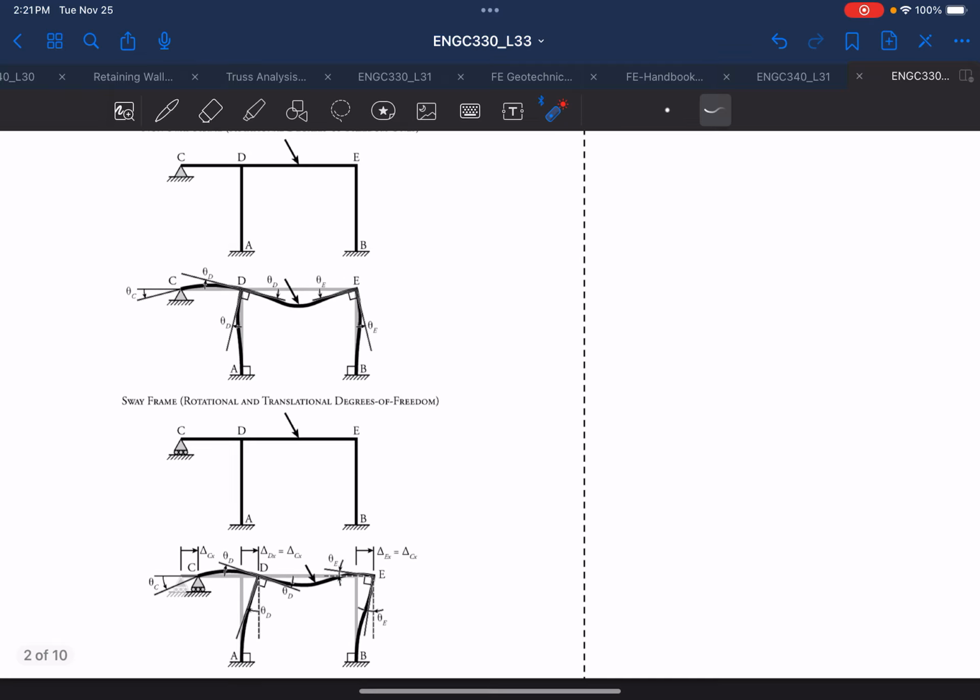And remember that this is a rigid joint. If it's a rigid joint, your angle should be 90 degrees even after loading. And then we call it a sway frame. So a sway frame, that means it can sway. That means it can slide.